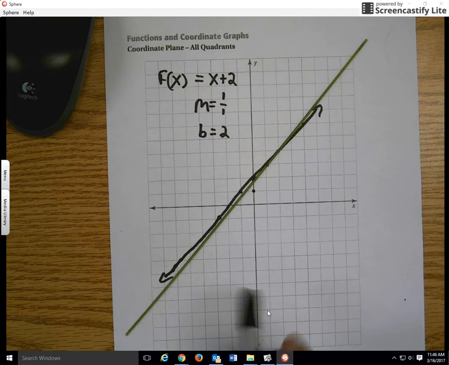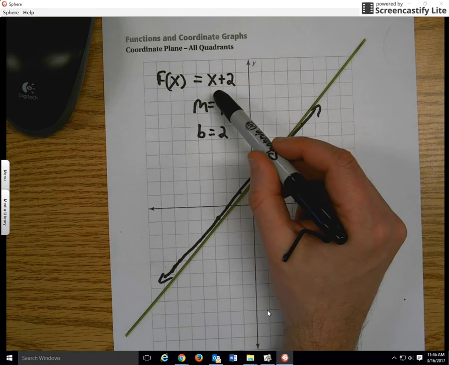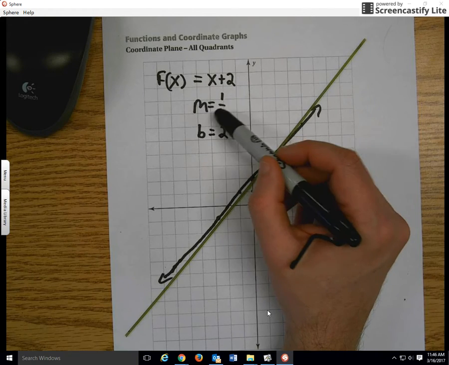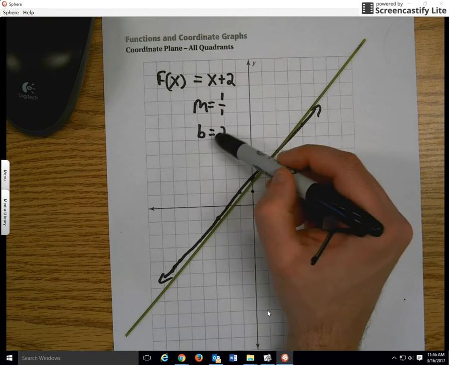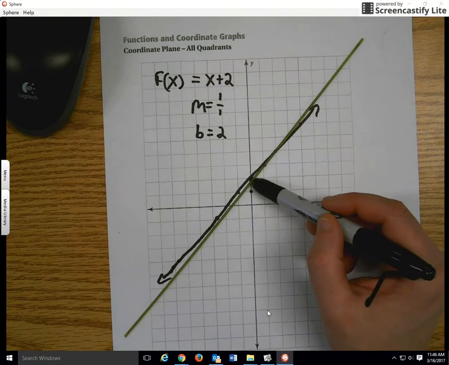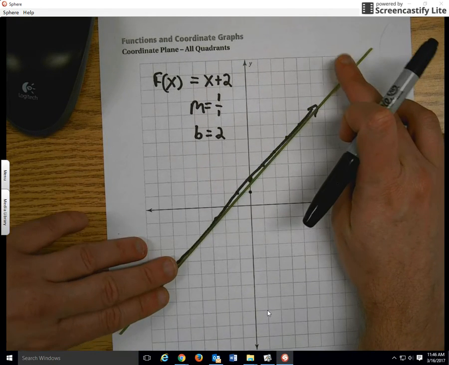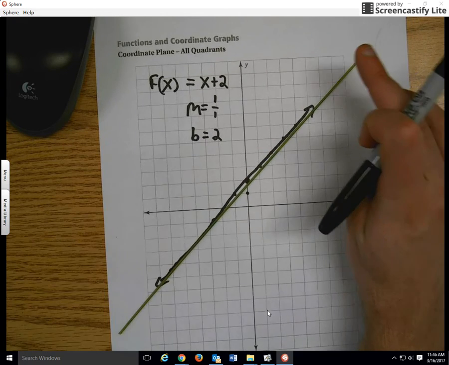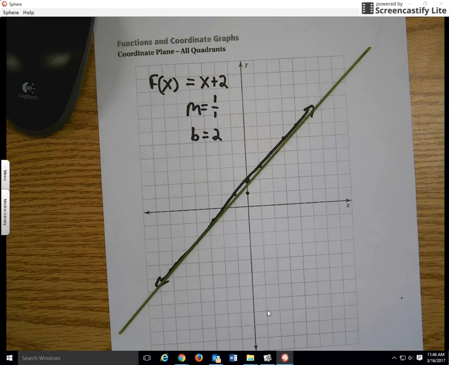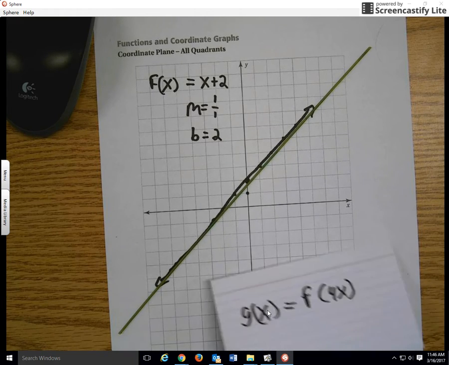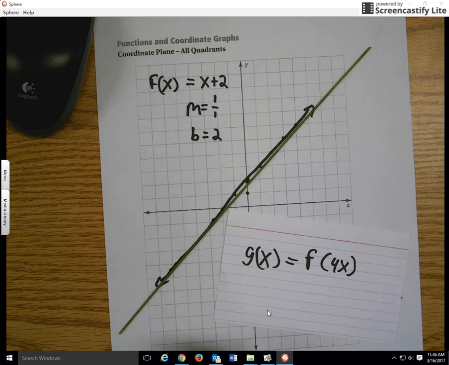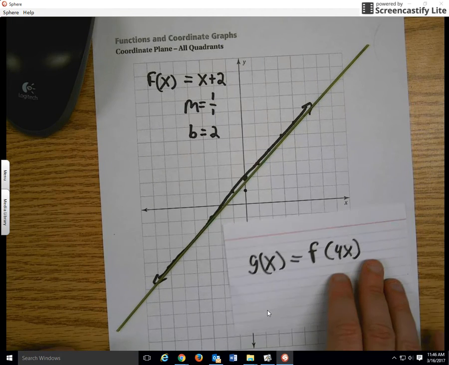I went ahead and graphed the equation f of x equals x plus 2. I found the m, which is 1 over 1. I found the b, which is 2. Started at 2 and went up 1 over 1, up 1 over 1. And there's our first line. But now remember, it wants us to do these changes to it. So let's start with that g of x it gave us. g of x equals f of 4x.